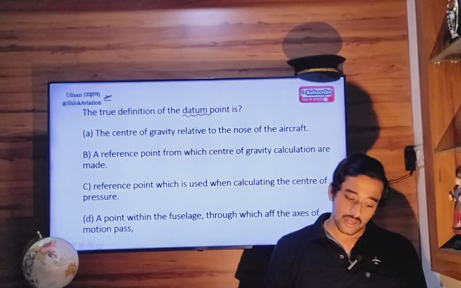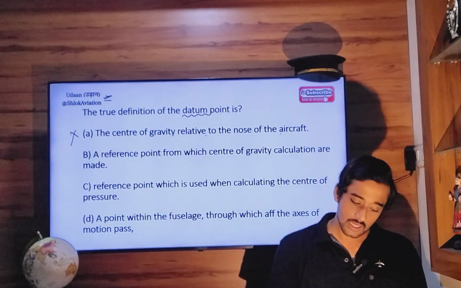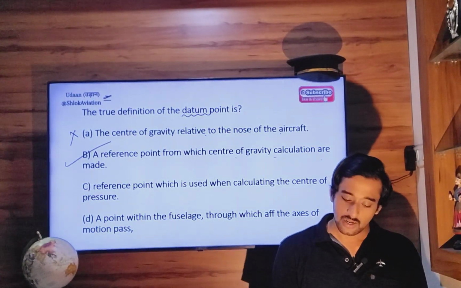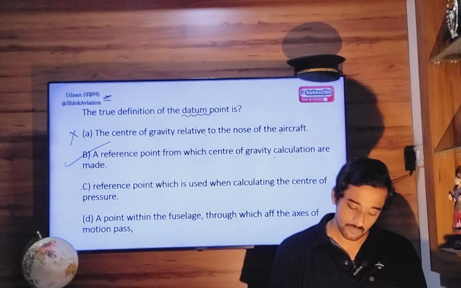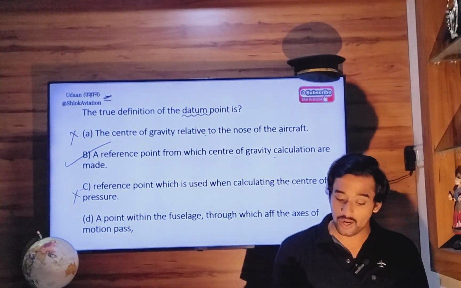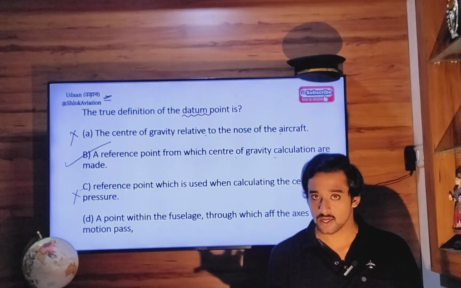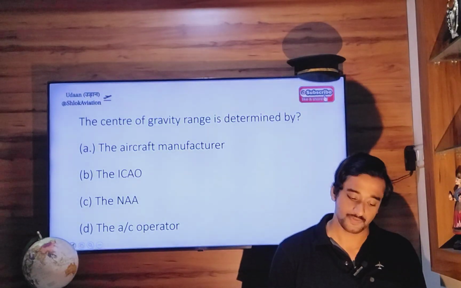Next, so definition of datum. The CG relative to the nose of aircraft, no. A reference point from which CG calculation are made, yes. A reference point which is used when calculating CP, center of pressure, no. A point within the fuselage through which all the axis of motion pass. Okay, so that is also wrong. So Bravo is the right option.